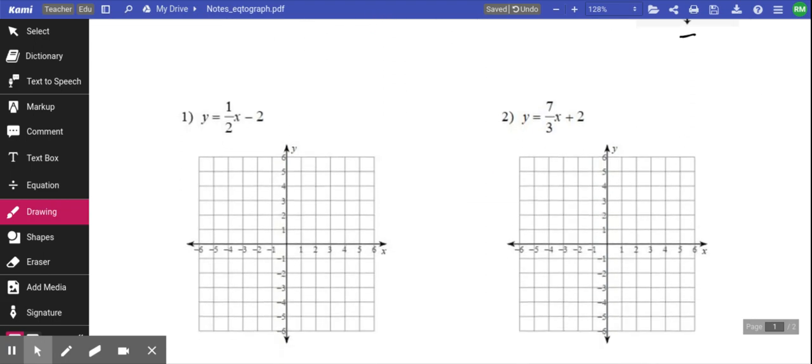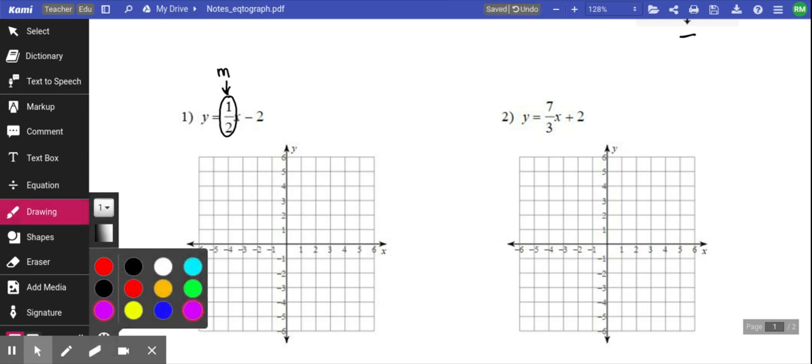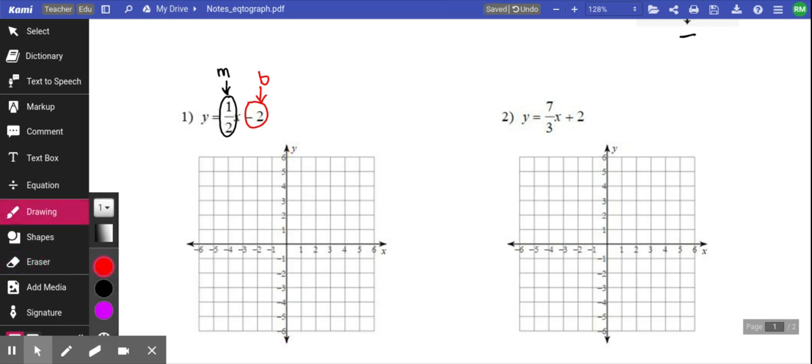Our first problem. First of all, I'm going to circle my slope. So this is my slope, this is my m. And then my y-intercept is -2. This is my b. I told you that the b is where we begin, and it's going to be on the y-axis. So the y-axis is the one that is straight up and down. So what we need to do is find -2.